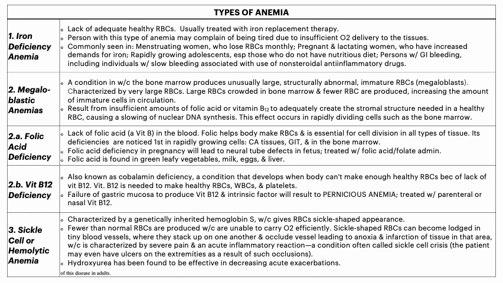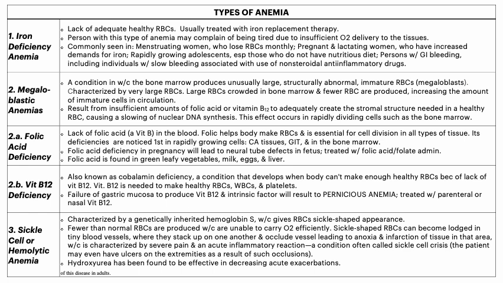Folic acid deficiency is a lack of folic acid, which is a vitamin B, in the blood. Folic acid helps the body make RBCs and is essential for cell division in all types of tissues. Its deficiency is noticed first in rapidly growing cells, like cancer tissues, the GIT, and the bone marrow. Folic acid deficiency in pregnancy will lead to neural tube defects in the fetus, and that is treated with folic acid or folate administration. Folic acid is found in green leafy vegetables, milk, eggs, and liver.